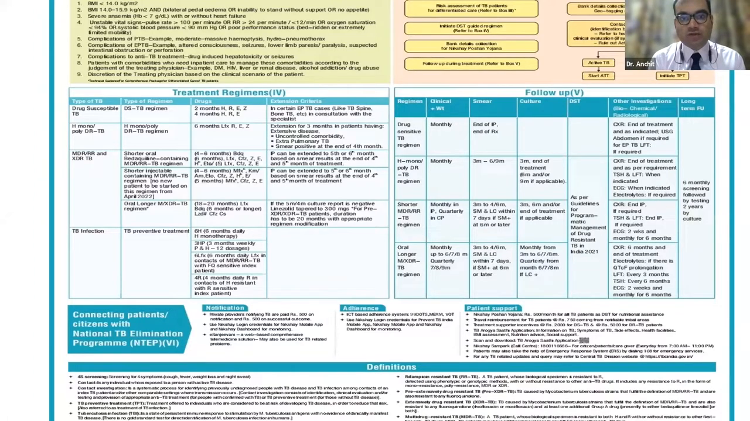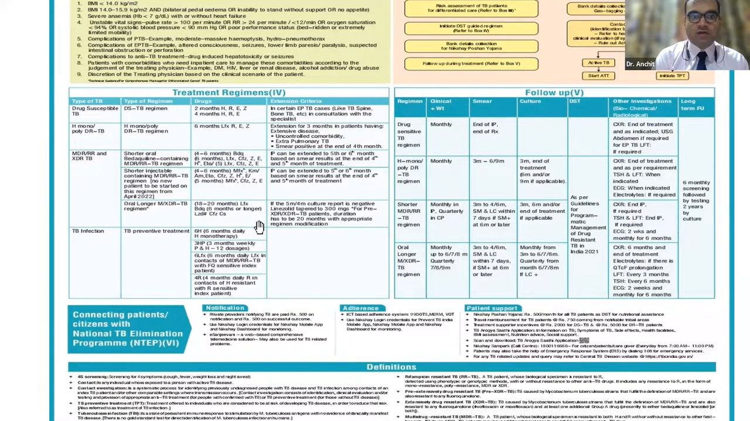Or if there is some problem which comes out later on in the 4 or 5 months culture reports, then we can taper the linezolid to half, to 50% of its original dosage. And we can also add on or substitute the initial group 1 or group 2 drugs with group C drugs also to make a proper regimen.